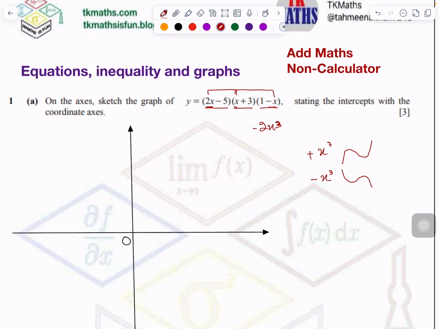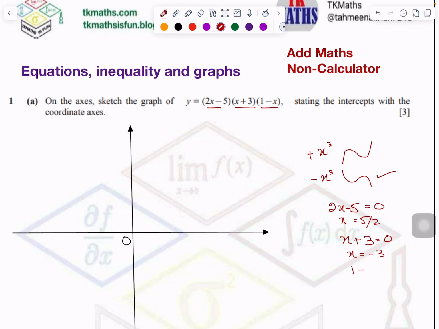So what did we see from here? That the coefficient of x cube is negative. It means the shape of the graph will be like this. Number 1 thing. Number 2 thing is, the factors are given here, which means you know the roots. From the first one, x equals 5 upon 2. From x plus 3, you can get x equals minus 3. And from here, if you put 1 minus x equals 0, x equals 1. This is how you get the roots from the factors. So I'm getting all 3 roots.